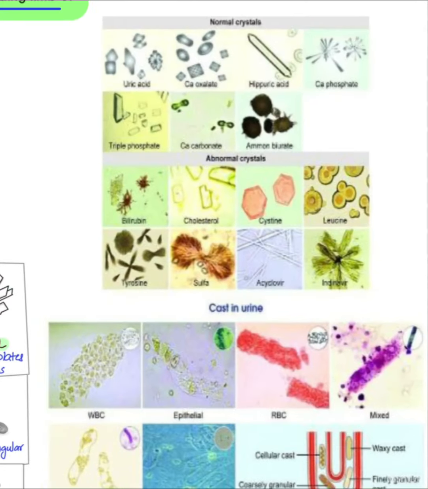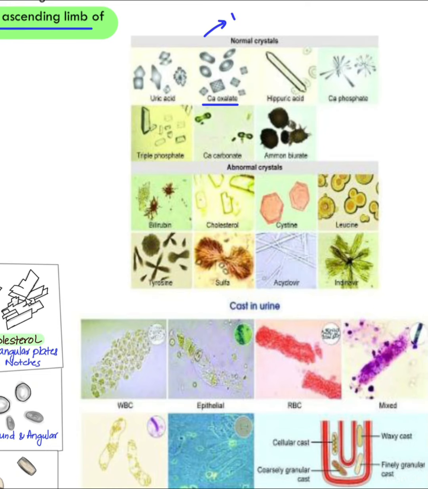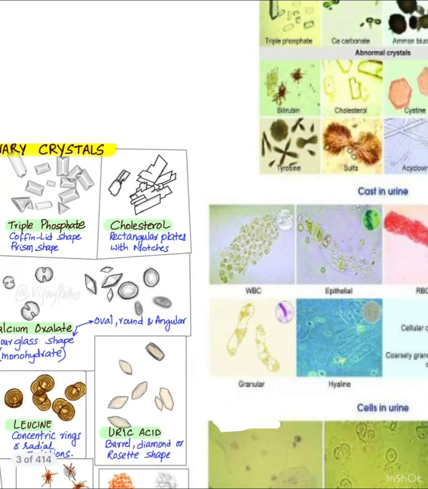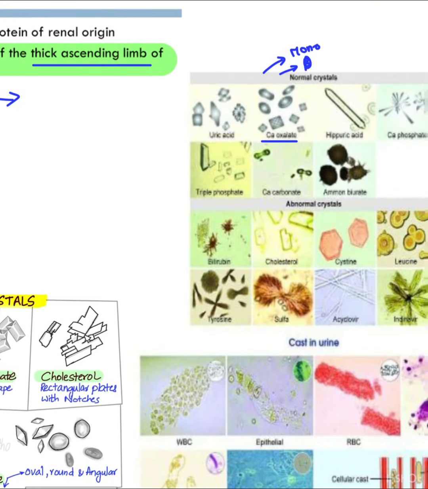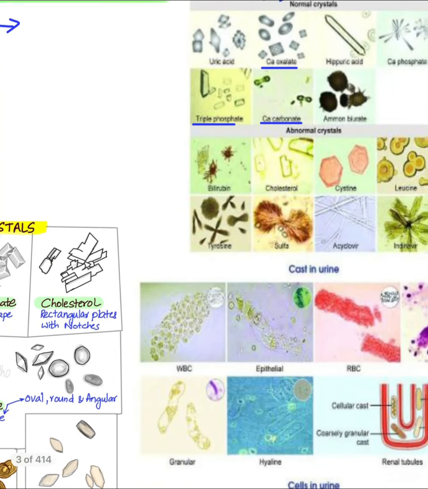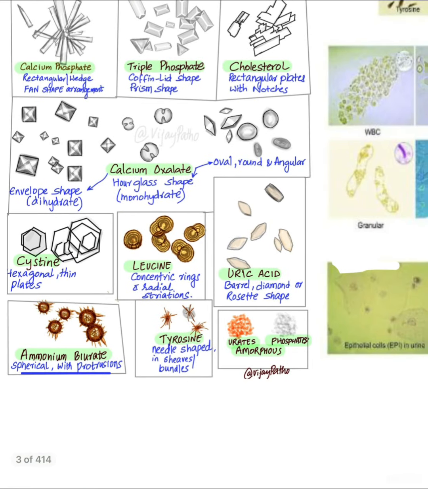So let's have a look at the urine crystals. You have uric acid crystals, and you have calcium oxalate crystals, which come as monohydrate and dihydrate. The monohydrate crystals are dumbbell shaped, while the dihydrate crystals are envelope shaped. Then you have the triple phosphate crystal that looks like a coffin lid. Then the ammonium biurate crystal has a thorn apple appearance, spherical with protrusions.